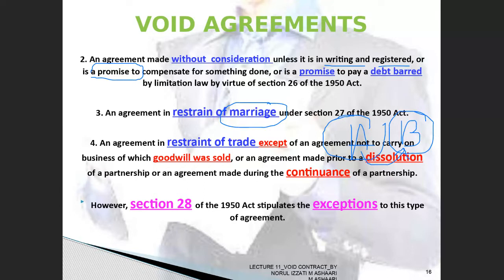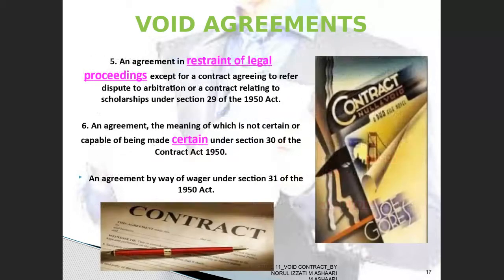Other than these three, restraint of trade is not allowed, which means the contract, if this happens, is void. However, section 28 of the Act stipulates the exception to this type. So this section 28 is actually the explanation for the exceptional issue under item number 4.